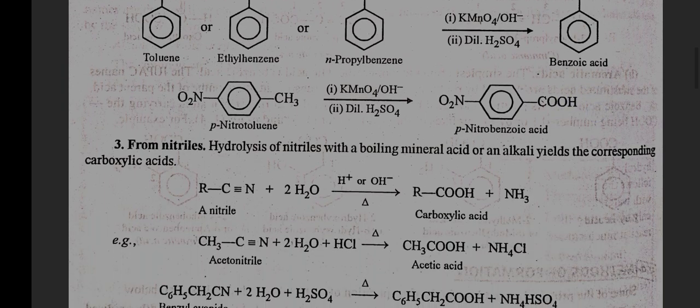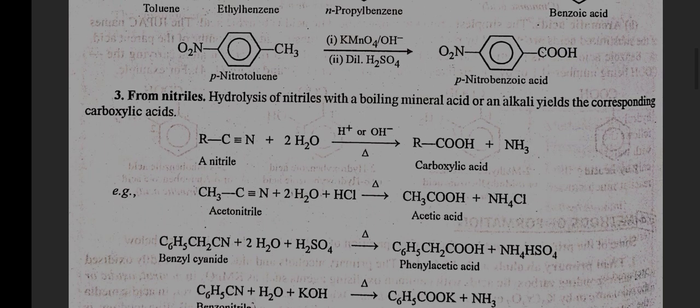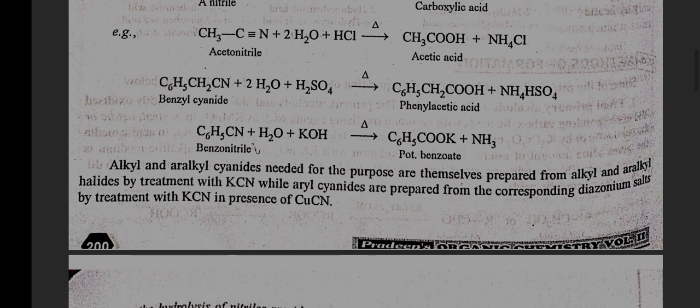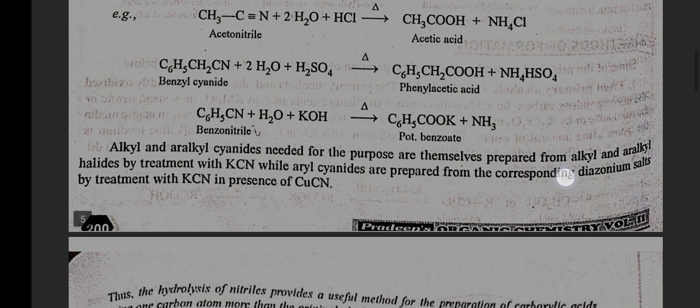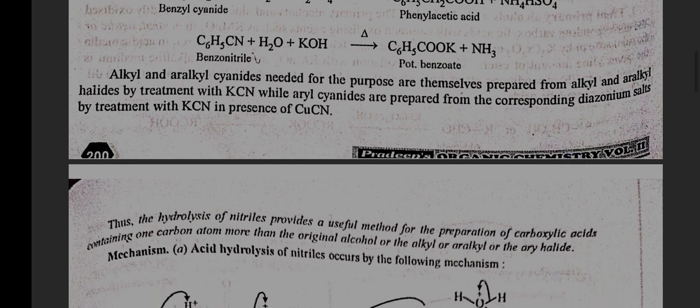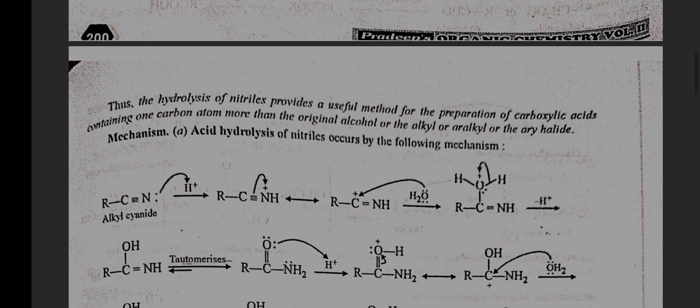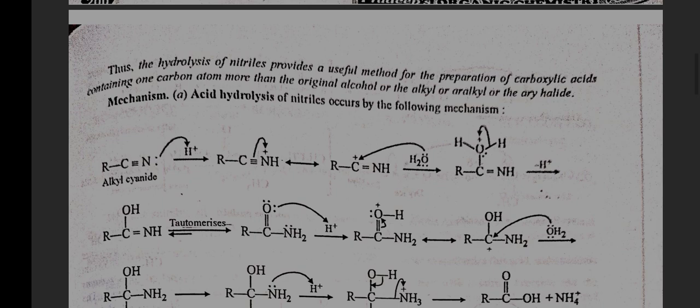Third, from nitriles. Hydrolysis of nitriles with a boiling mineral acid or an alkali yields the corresponding carboxylic acids. Alkyl cyanides needed for the purpose are themselves prepared from alkyl halides by treatment with KCN, while aryl cyanides are prepared from the corresponding diazonium salts by treatment with KCN in presence of CuCN. Thus, the hydrolysis of nitriles provides a useful method for the preparation of carboxylic acids containing one carbon atom more than the original alcohol or the alkyl, aralkyl, or aryl halide.